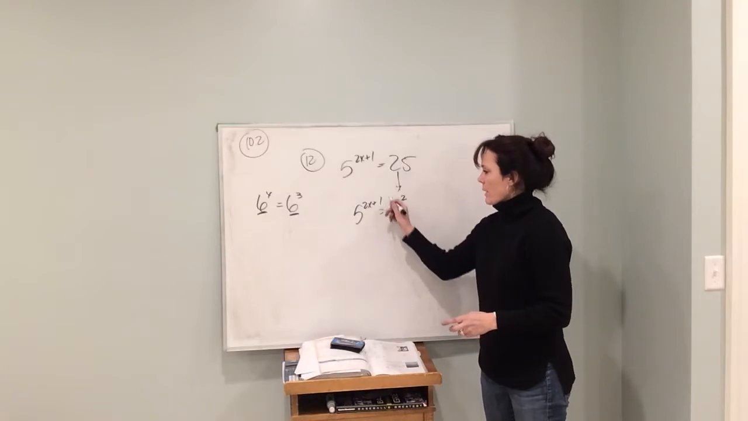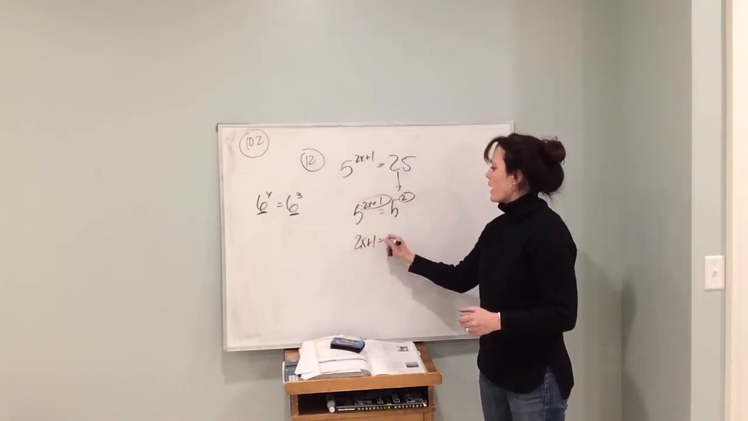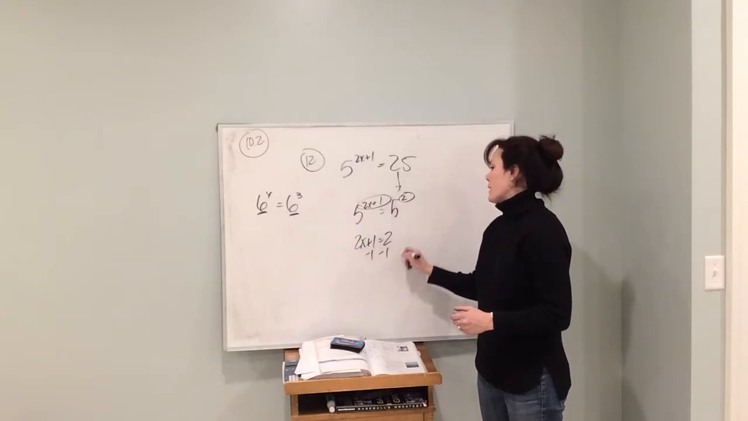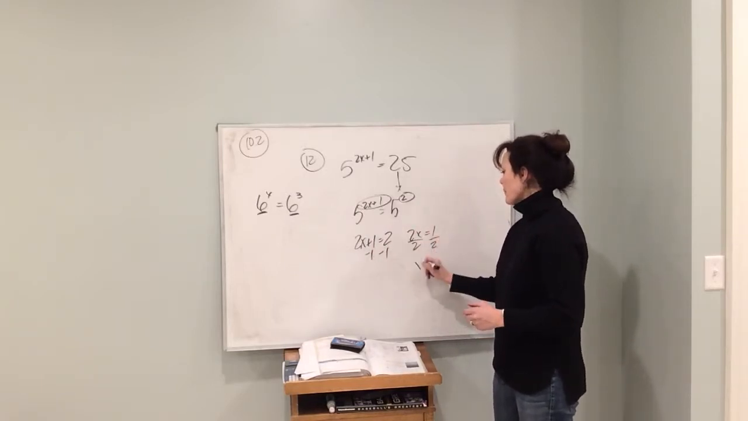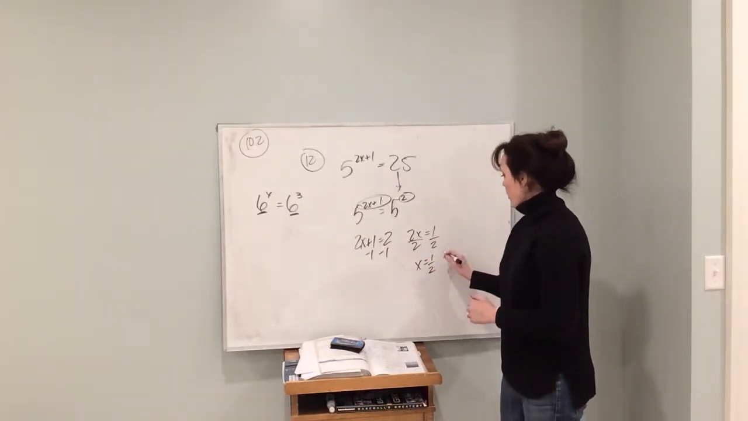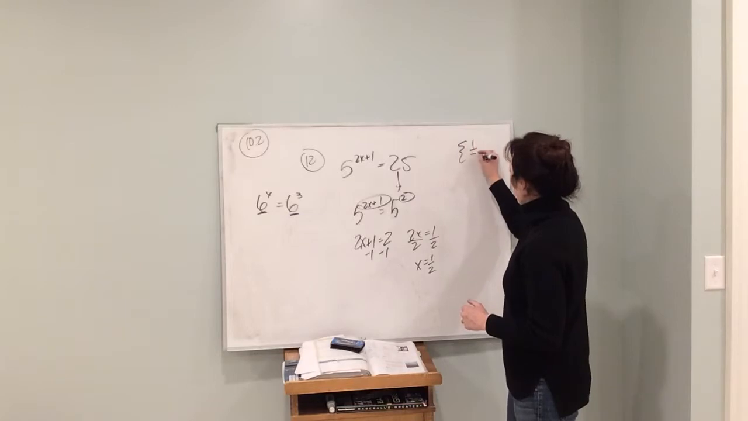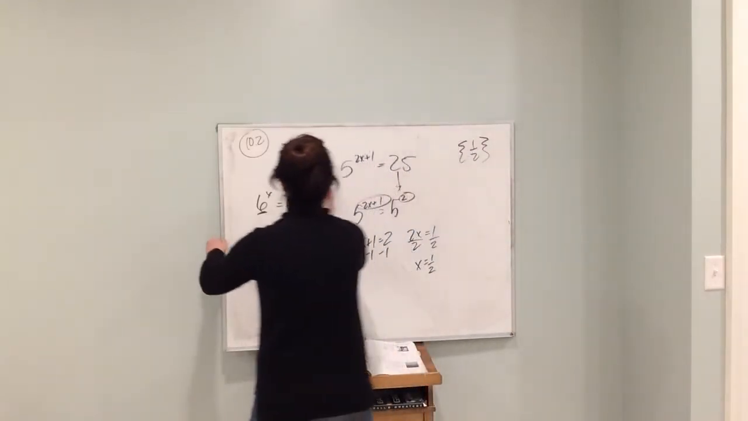Now that they have the same base, their exponents have to be equal to each other. So you can say 2x plus 1 equals 2, and go ahead and solve. 2x equals 1, x equals 1/2. Okay? So that's your answer. X equals 1/2. It's problem number 12. All right, let's look at problem number 14.